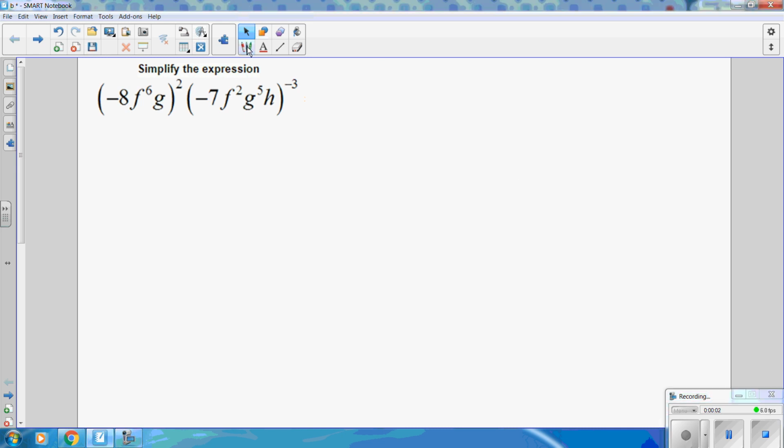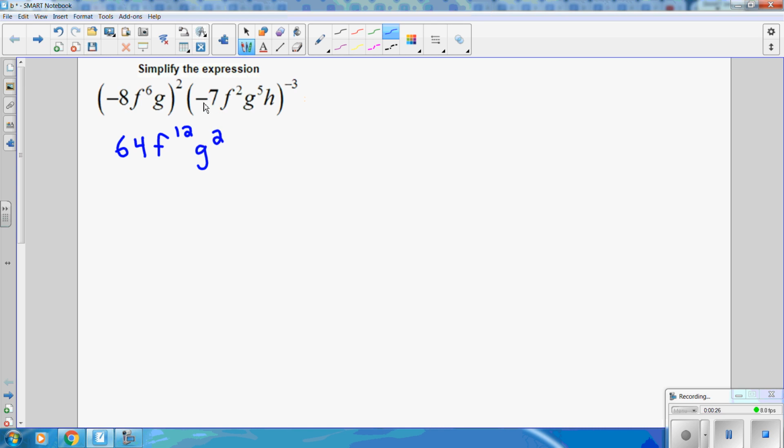All right, so let's distribute the exponent with everything in the parentheses. We're going to start with negative 8 to the second power. That's going to be a negative times a negative. So negative 8 squared is 64. F to the 6th to the second power, we're going to multiply the exponents, and it's f to the 12th. G to the second.